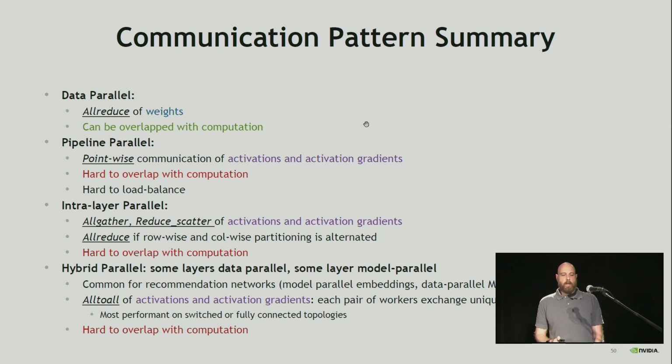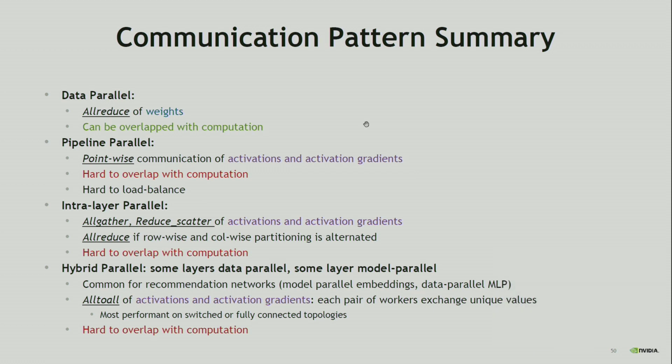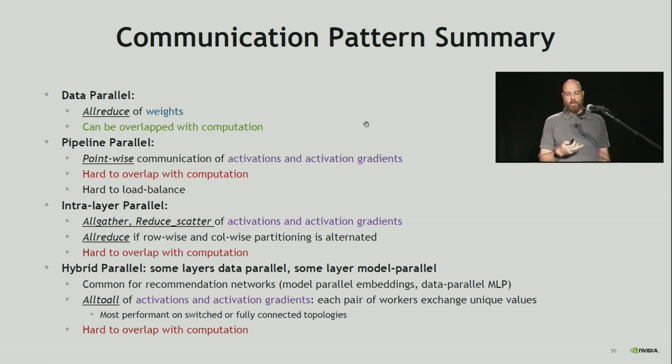Okay, so a quick summary of communication patterns that get encountered. If we look at data parallel training, the communication pattern was all-reduce of the weights, and it can be overlapped with computation. If we look at pipeline parallel, your communication is point-to-point. You're just communicating with two peers of yours, but communication is of activations and activation gradients. It is hard to overlap with computation, and it is also hard to load balance. Next, we have intra-layer parallel, and that has all-gather and reduce-scatter communication patterns. And I guess what it's communicating are activations and activation gradients, as opposed to weights for data parallel.